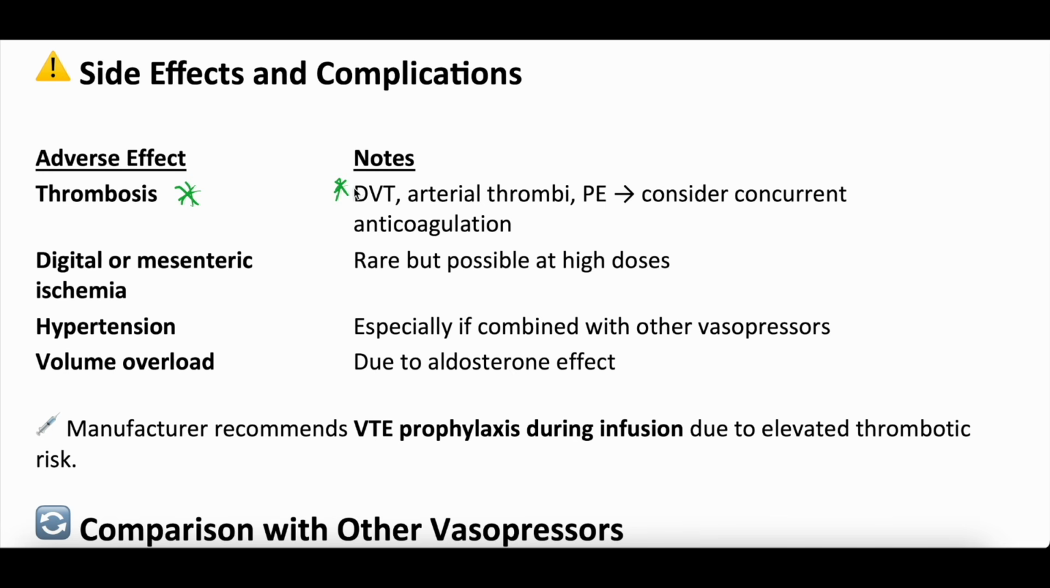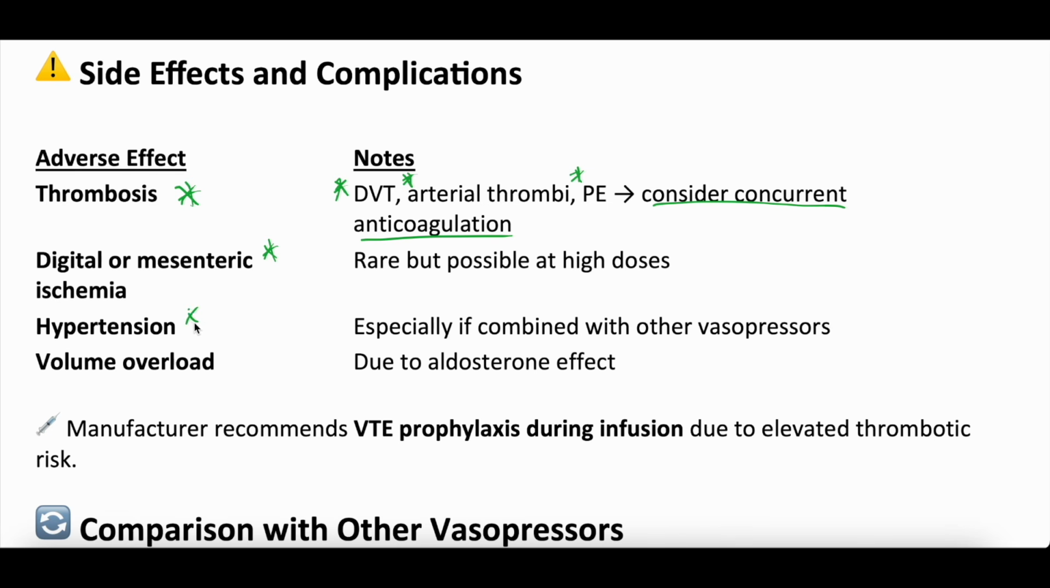Things like deep vein thrombosis, arterial thrombosis, pulmonary embolism. Some people even suggest considering concurrent anticoagulation. We don't personally go that far, not that this is any medical advice, but you should be hesitant or cognizant of using angiotensin II in patients that you cannot prophylax for DVTs with because of whatever reason. Like many vasopressors, you can get digital or mesenteric ischemia, especially at higher doses.